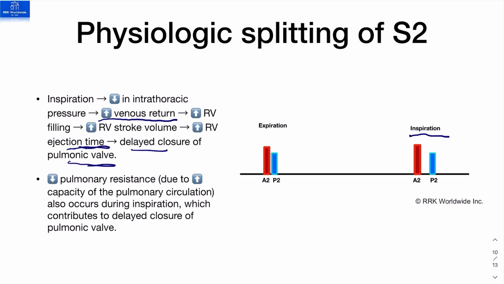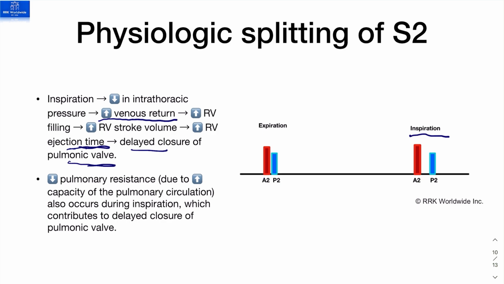But I have an observation here. When I look at expiration, I could see also that the P2 is delayed. It occurs after A2. However, the delay is way shorter. First of all, why is it delayed? And why is the delay shorter compared with inspiration? So when you expire and the alveoli start to shrink a little bit, the blood in the lung gets squeezed out and more blood goes to the left atrium, all right?